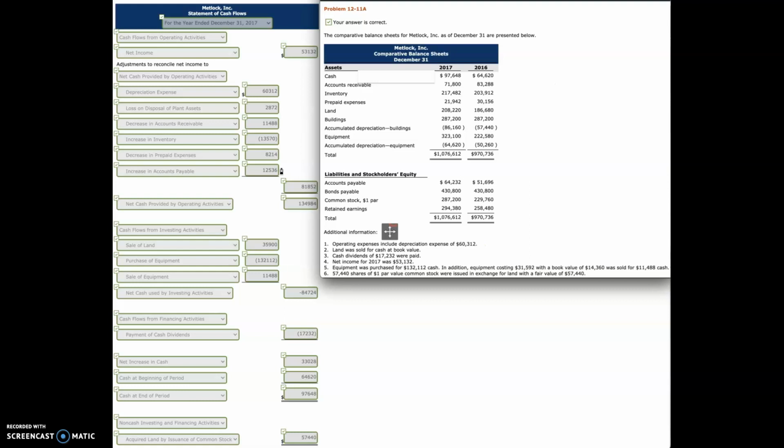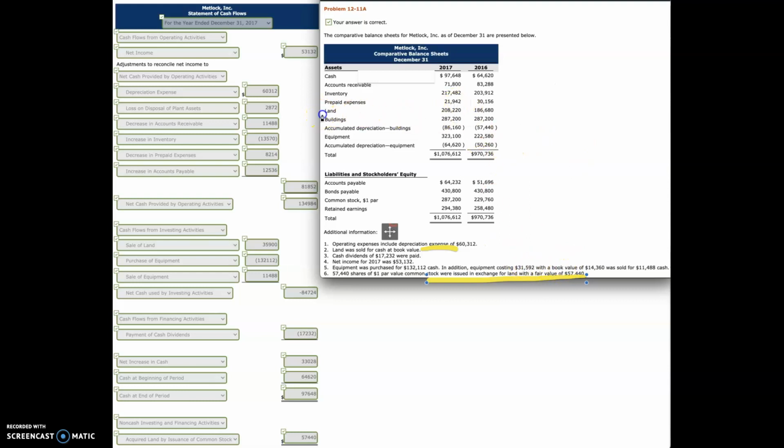The first investing activity that I recorded was sale of land from number 2. So here we have land. Land was sold for cash at book value. So how do we figure out that land? You can figure that out by seeing in number 6, the land was received through a fair exchange of 57,440 right here. And then you subtract the difference of the land found in the balance sheet.